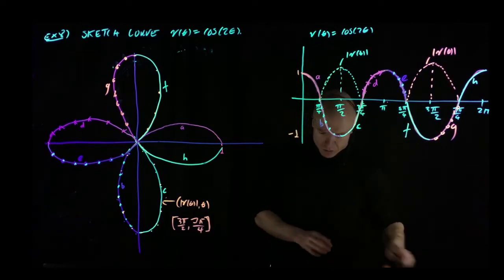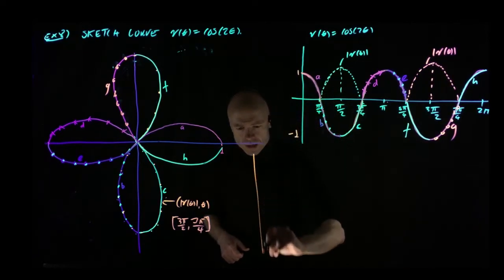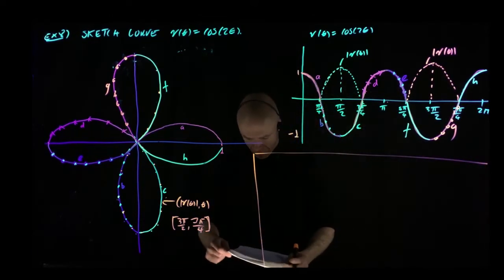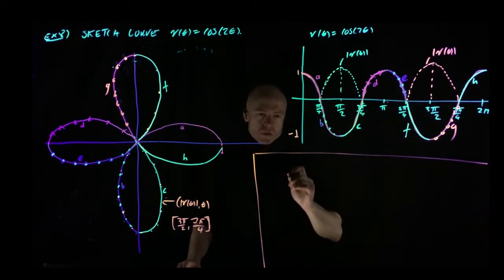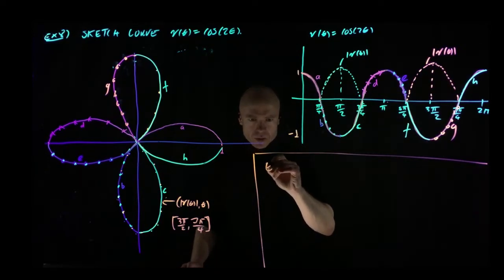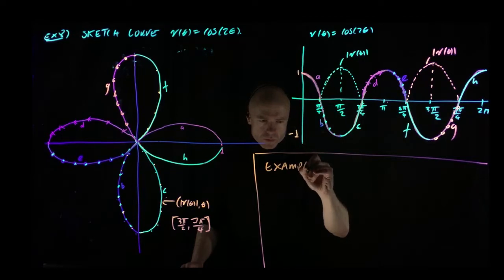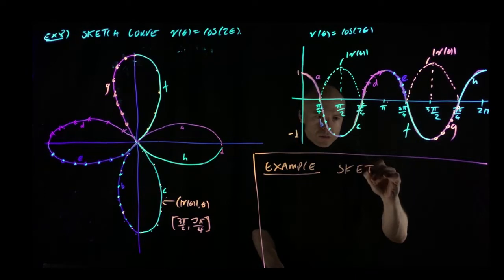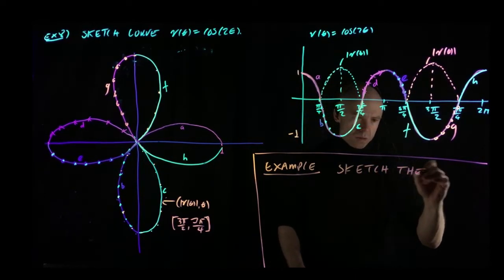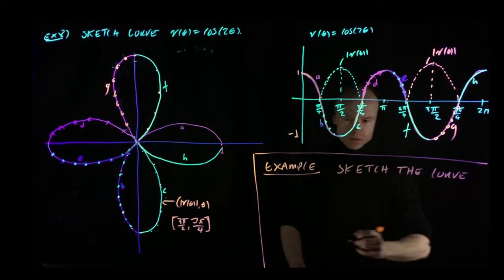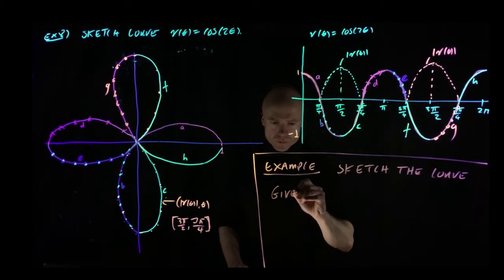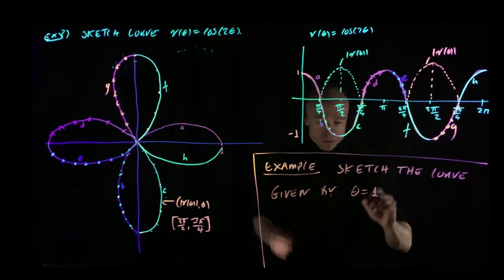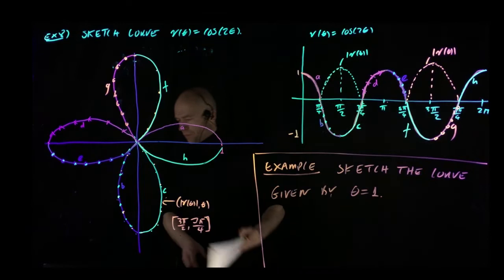Okay, sometimes we're going to have an equation which isn't an equation for the radius, but an equation for the angle. So, for example: sketch the curve given by theta equals 1. Okay, so what is meant by this?